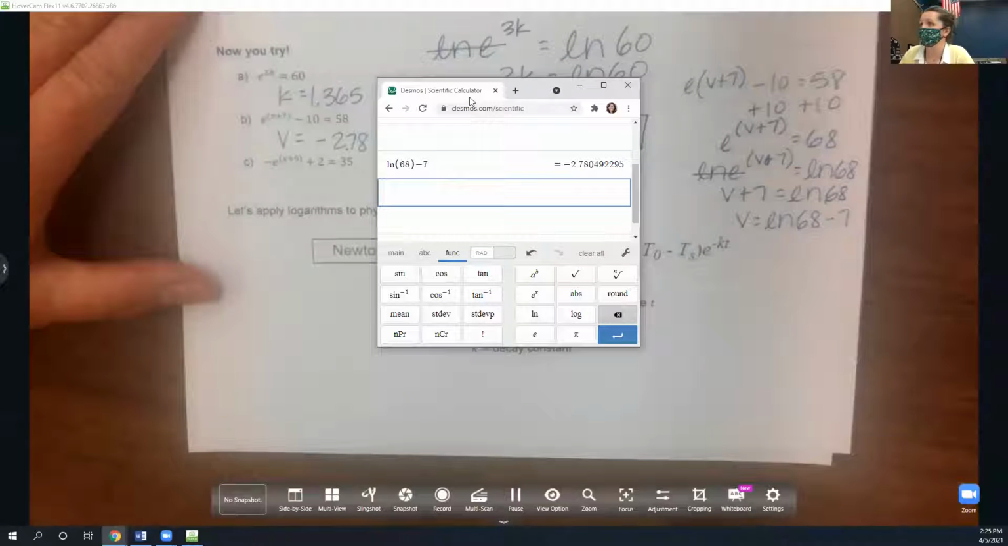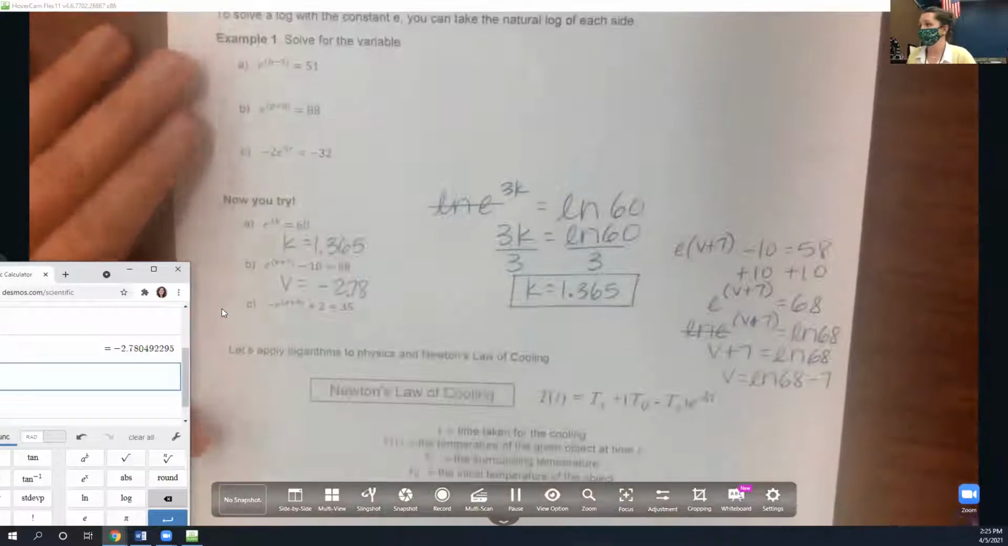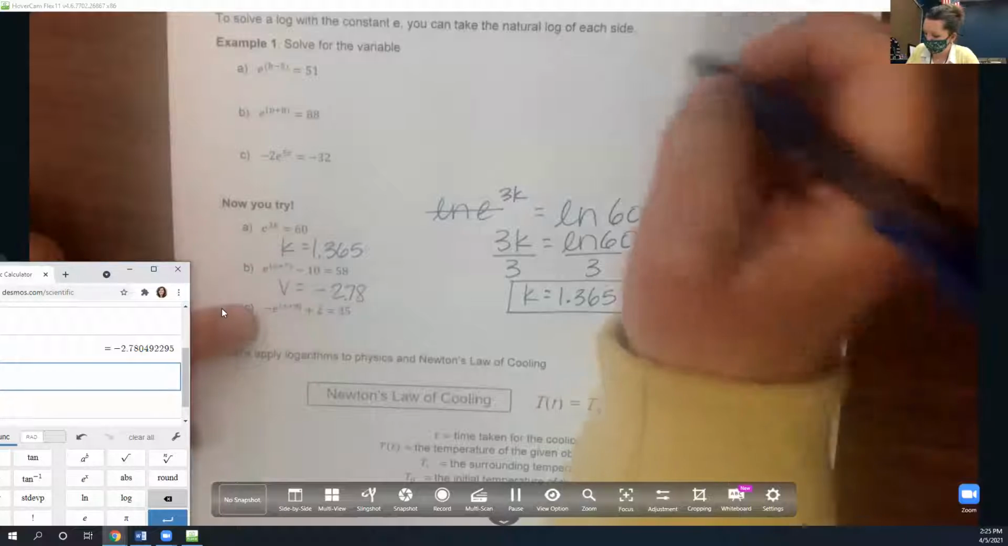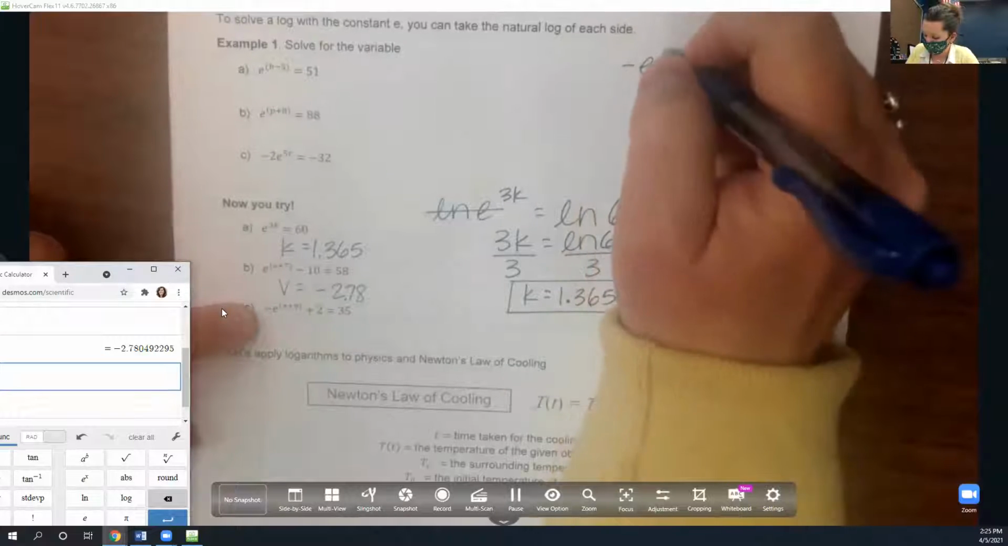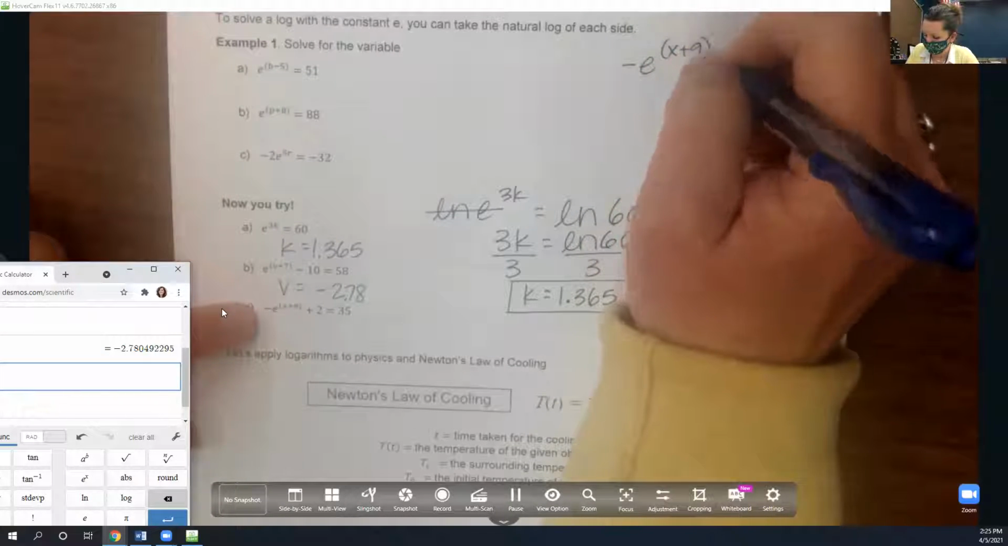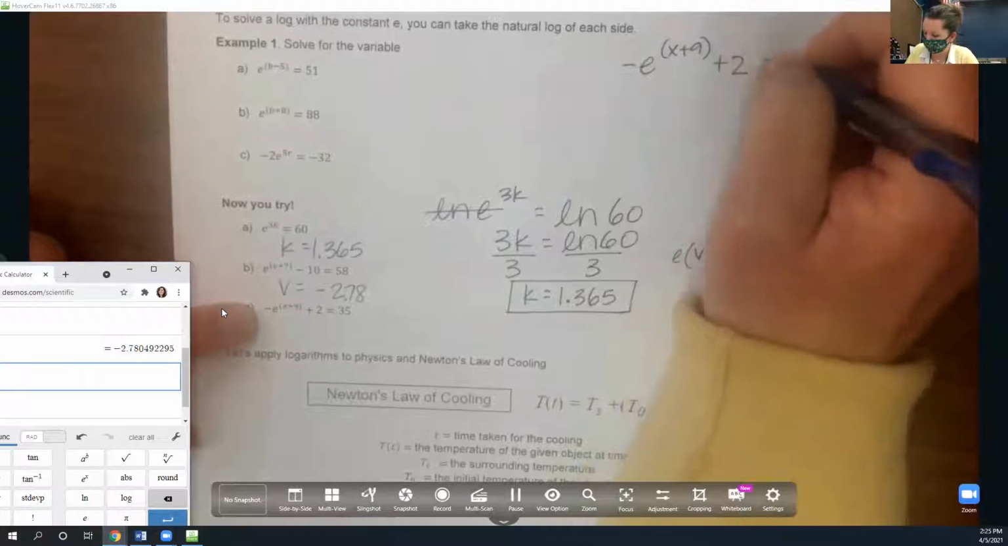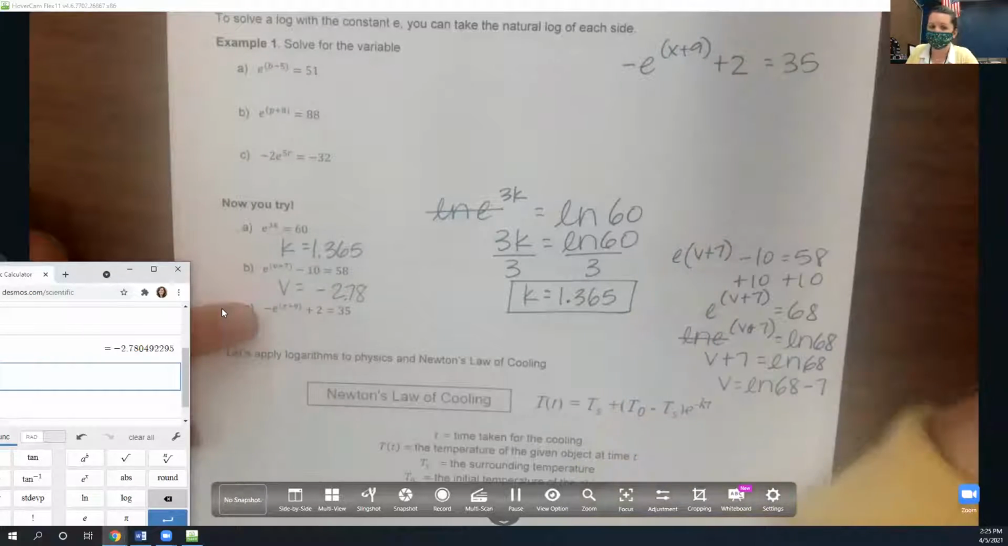All right, let's try the next one. Let's try this letter C. Not sure where I'm going to work it up here. So I have a negative e to the x plus 9 plus 2 equals 35.